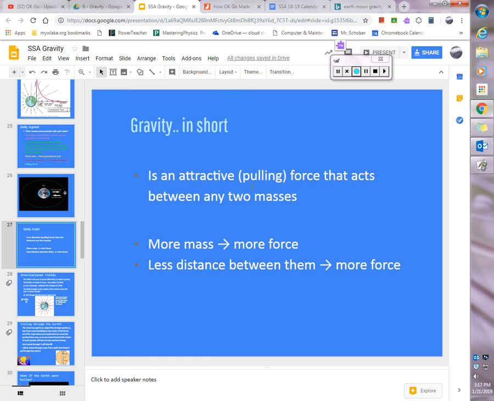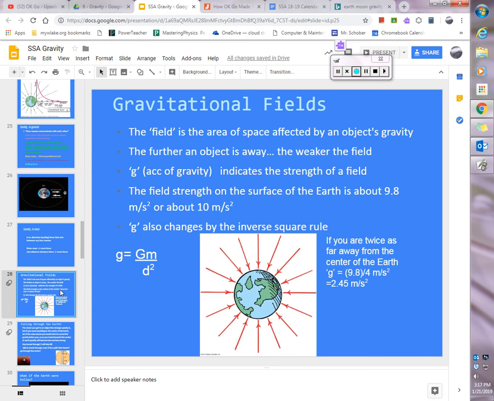So, another few short statements. An attractive pulling force. More mass means more force. Less distance between them means more force, or the opposite of that: more distance means less force. Two very basic statements that we can make about gravitational forces. Pulls things in.